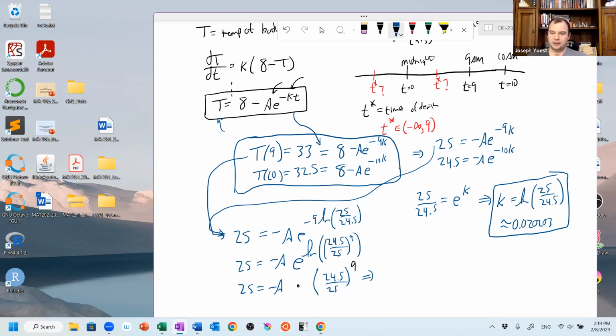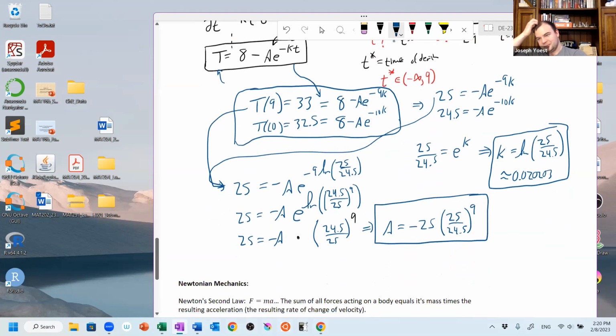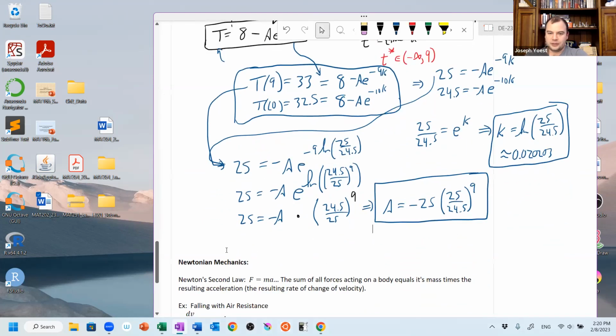So what does that tell me? That tells me that a equals negative 25 times 25 over 24.5 to the 9th. Let me make sure that in my notes I did it the other way, with the other equation. So hopefully this a is the same as the one that I got in my notes. Okay.